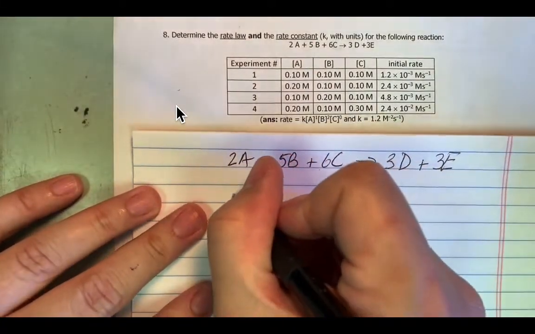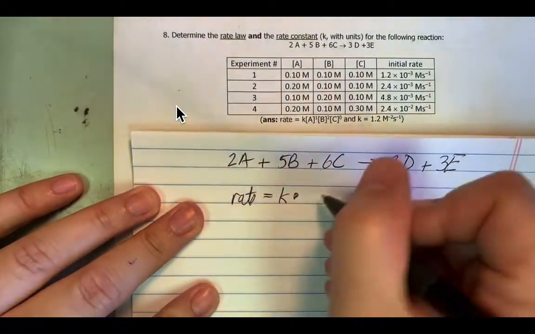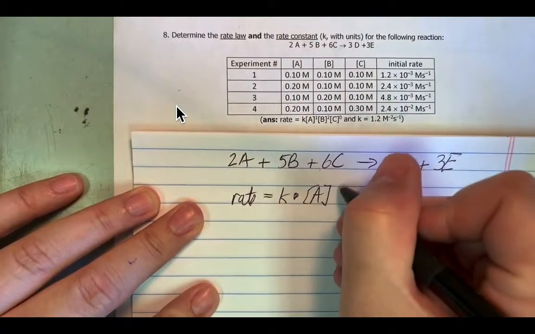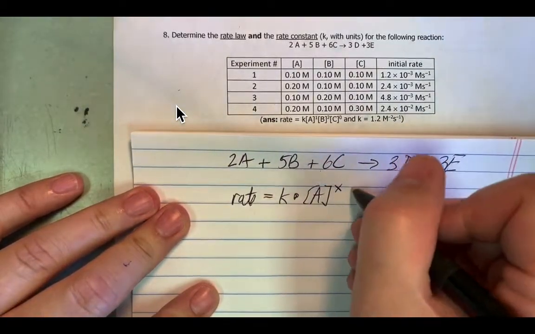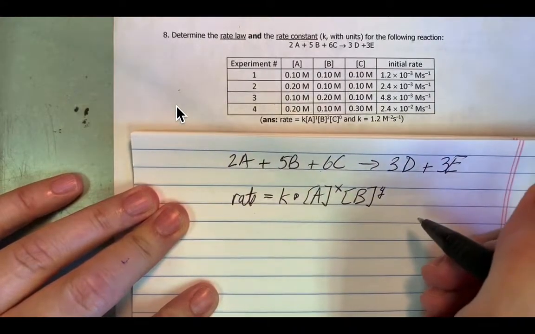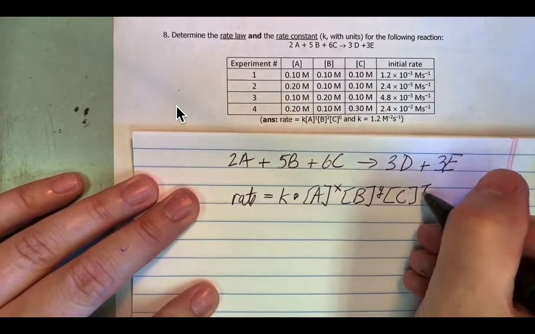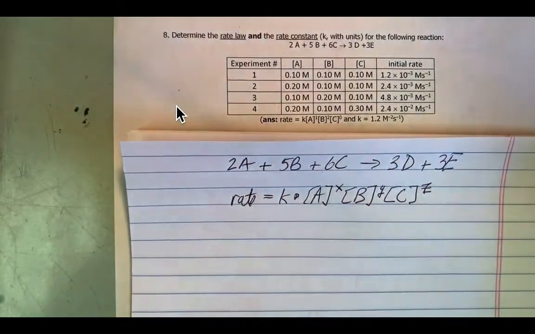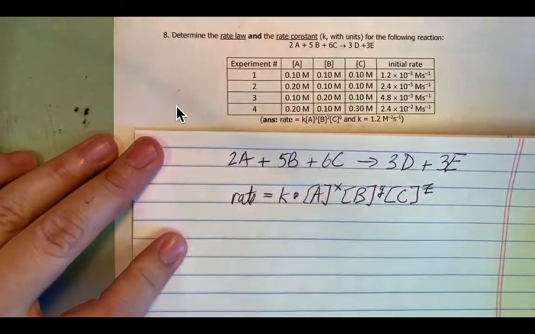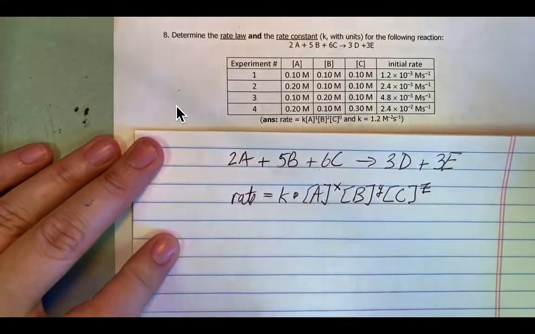So the generic rate law here: rate is equal to k times the concentration of A to the X, we don't know the value of X yet, times B raised to the Y power, we don't know the value of Y yet, and C raised to the Z power, don't know the value of Z yet. What I can do here is take this rate data and compare it and figure out what the value of X, Y, and Z is.